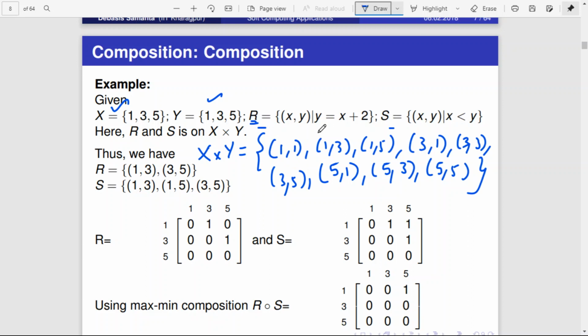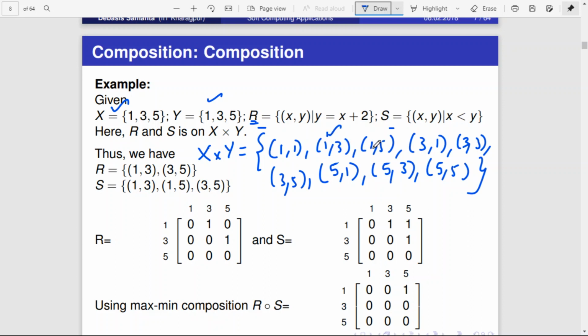The relation R is given as what? It is any combination of x comma y where y is equal to x plus 2. That is, y should be equal to x plus 2. So here x is 1, 1 plus 2 is 3. Is y 3? No. Here x is 1, 1 plus 2 is 3. Yes, so this is one element we can pick up for R.